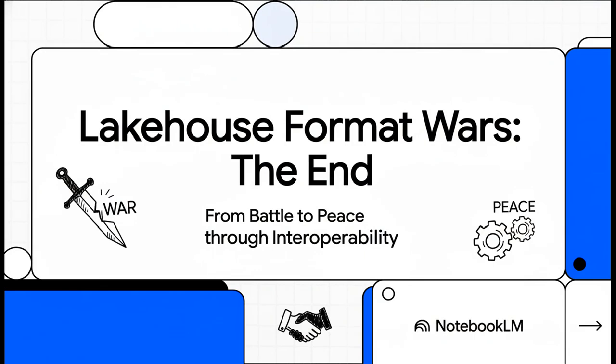For years, there's been this silent war raging in the world of big data. It's been a battle between three titans, Hudi, Delta Lake, and Iceberg, all fighting to become the one true format for the data lakehouse. But here's the thing. In a really surprising twist, that war is now over. So how did this fierce battle end? Not with a clear winner, but with a truce. Well, let's get into it.